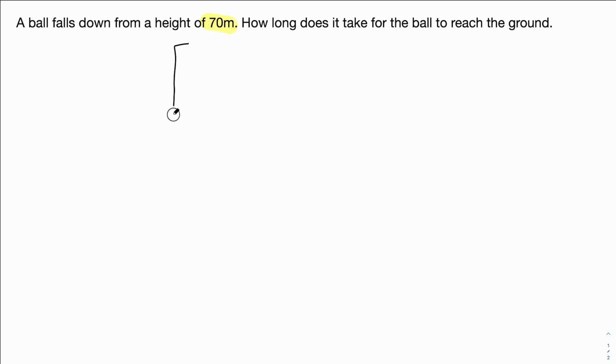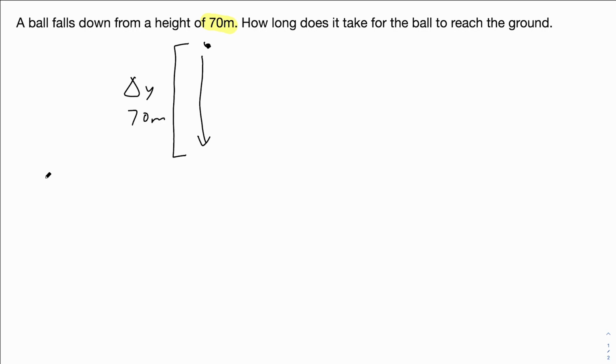So let's go ahead and draw a diagram. So we have a height of 70 meters. This will be our delta y. And a ball is up here and it's falling down here to the ground. So we need to know the time that it takes for that.